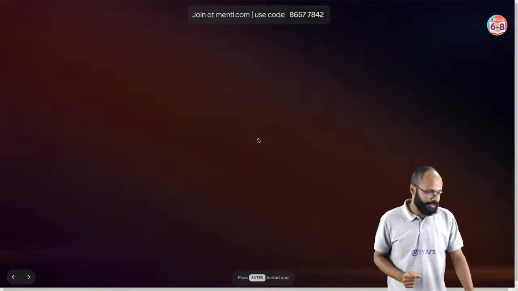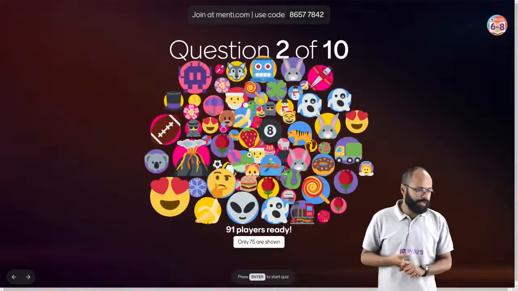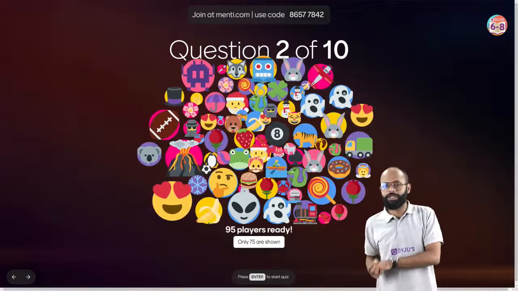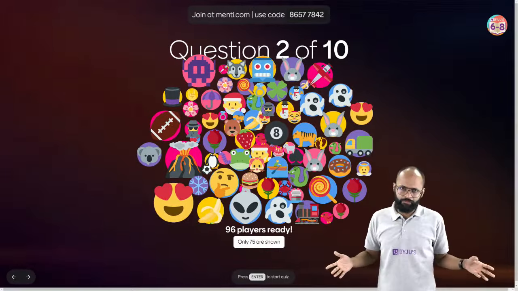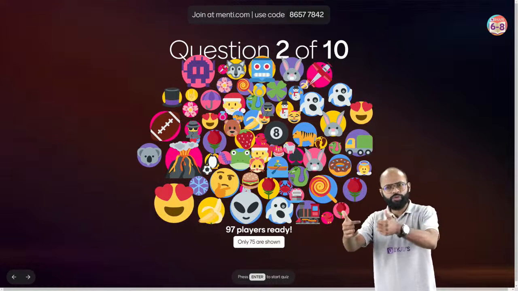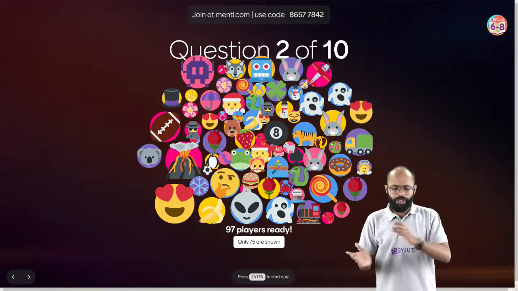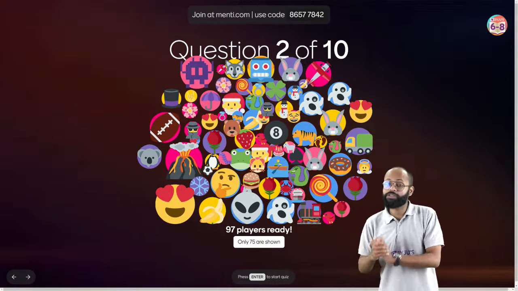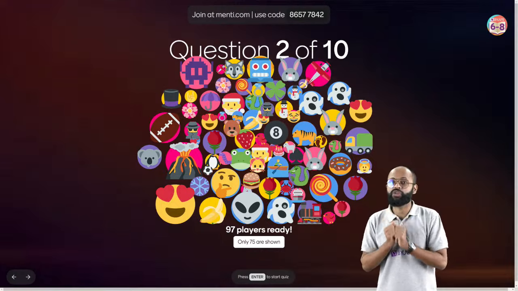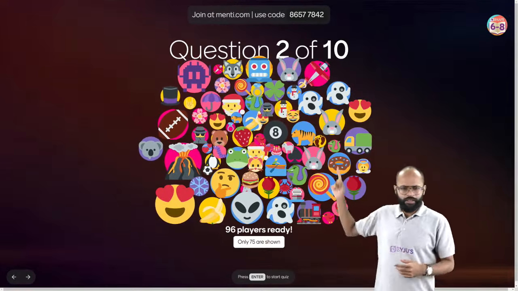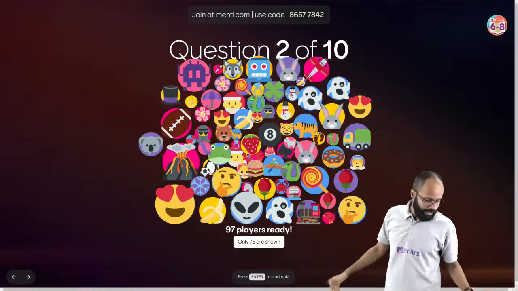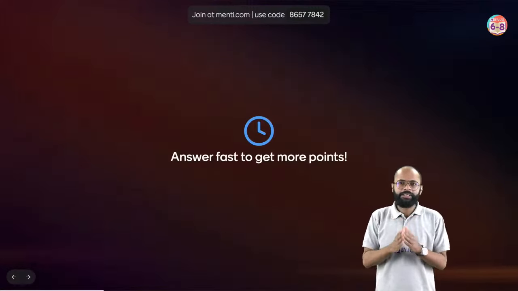क्लियर? Yes, thank you, Nataraj. How to join Menti? Go to menti.com, www.menti.com. It's a website. Hai na? Use laptop, use your separate phone, or open a new tab. And there, check out the website. In this, it will ask you for a code. Code is 86577842. In the top, you will see the code. Okay? Chalo, question number two, quickly.